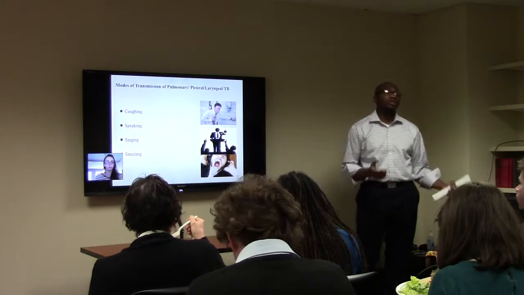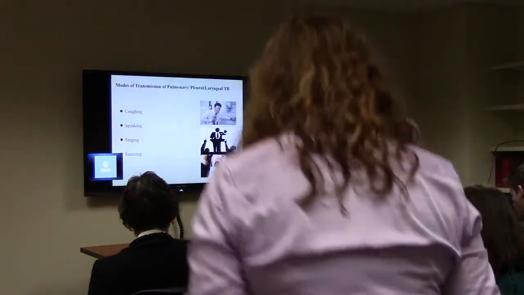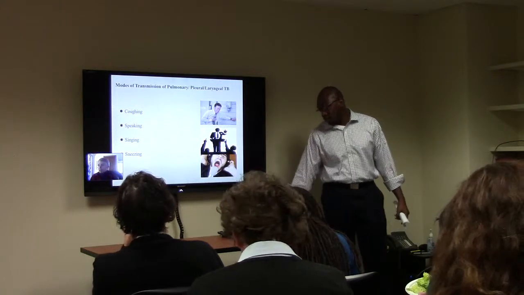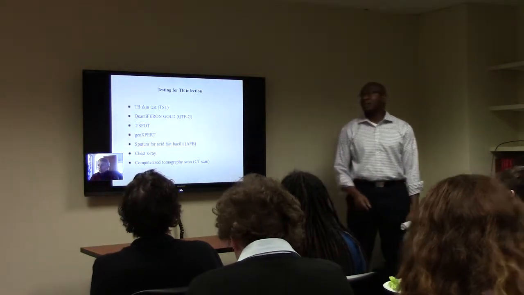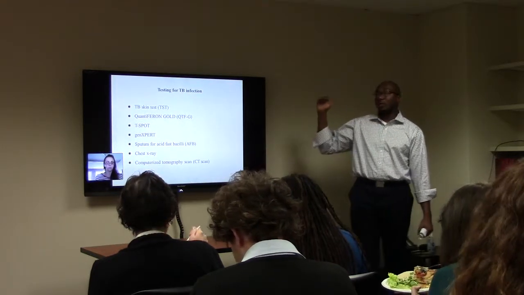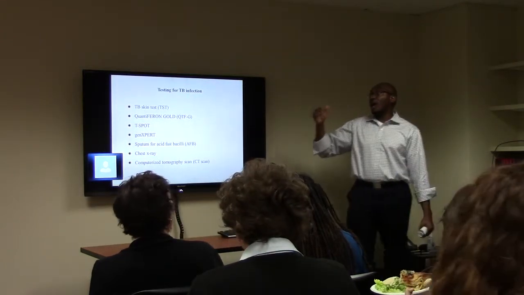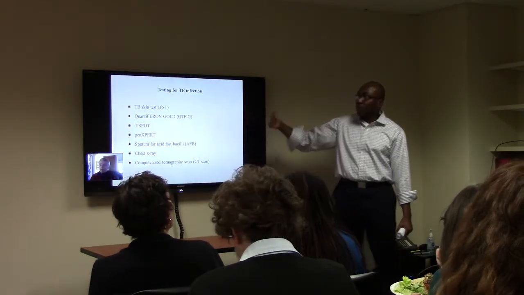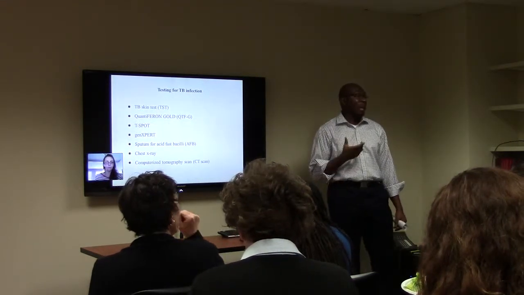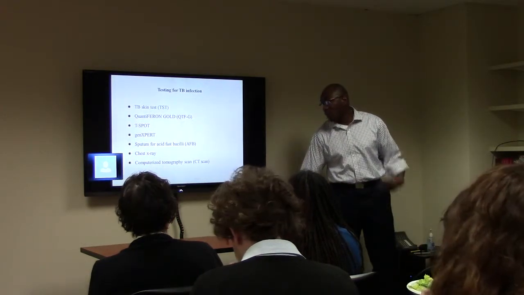And the modes of transmission of pulmonary TB, as I'm sure many of us here know, is that TB is spread by coughing, speaking, singing, and sneezing. The test that we use for TB is the tuberculin skin test. That is the most popular test used because it's been around for about 100 years. It's cheap. And the other forms of testing are the QuantiFERON Gold, the T-SPOT, the GeneXpert, sputum for acid-fast bacilli, chest X-ray, and computerized tomography scan of the chest.